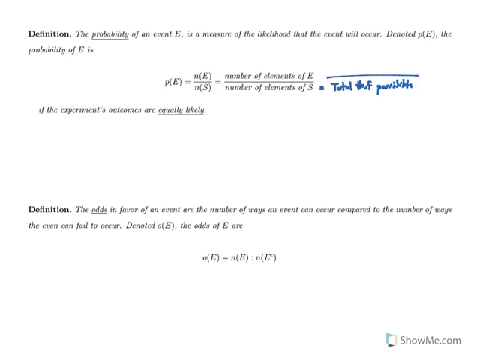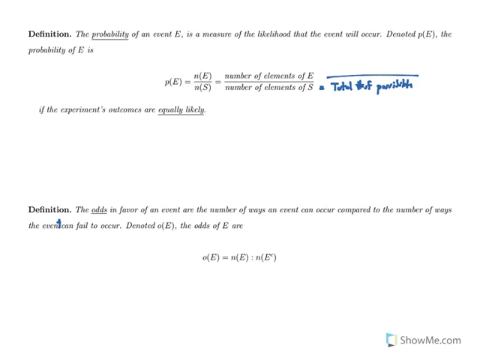Similarly, but differently, we have this idea of the odds. The odds in favor of an event are the number of ways an event can occur compared to the number of ways the event can fail to occur. We denote the odds with O of E. The odds of E are going to be the size of the set E, the number of elements in E, compared to the number of elements in the complement of E. So N of E compared to N of E complement.